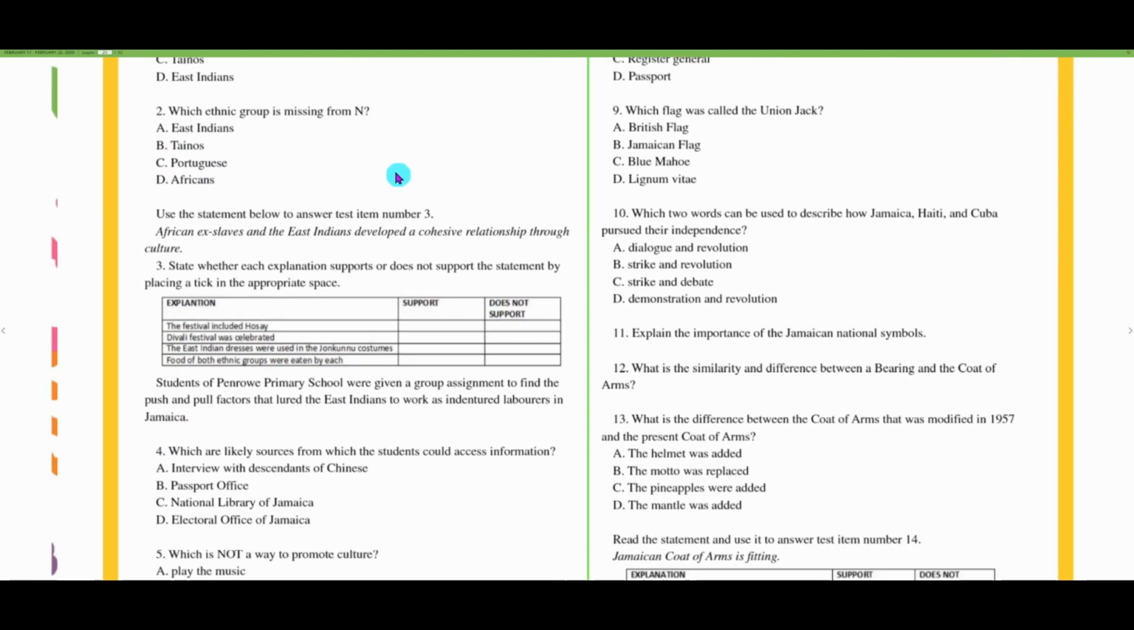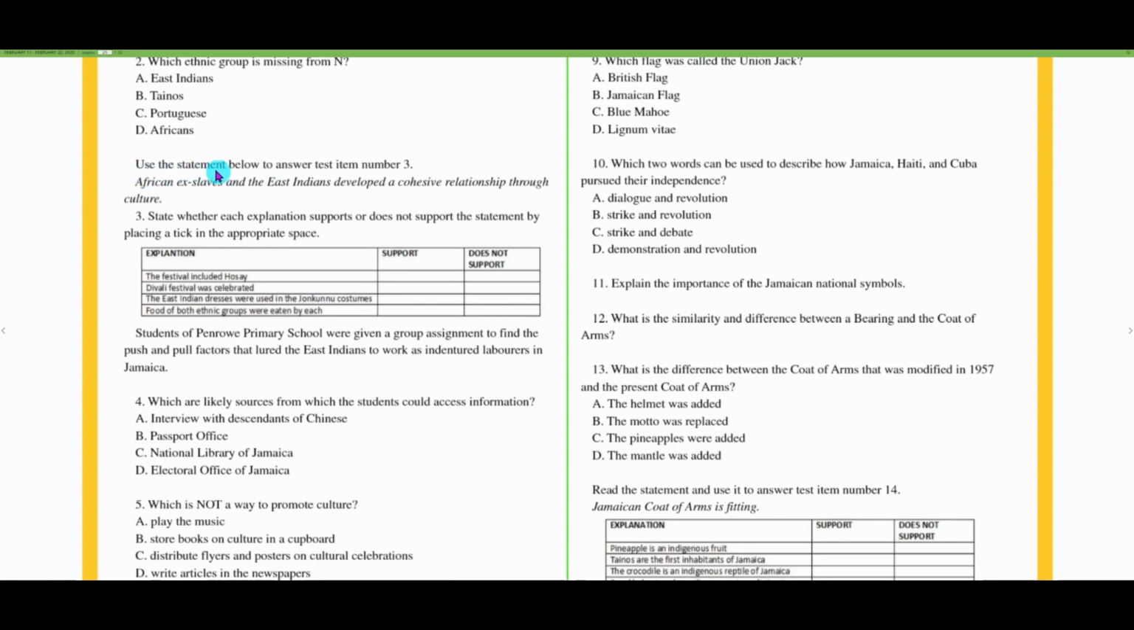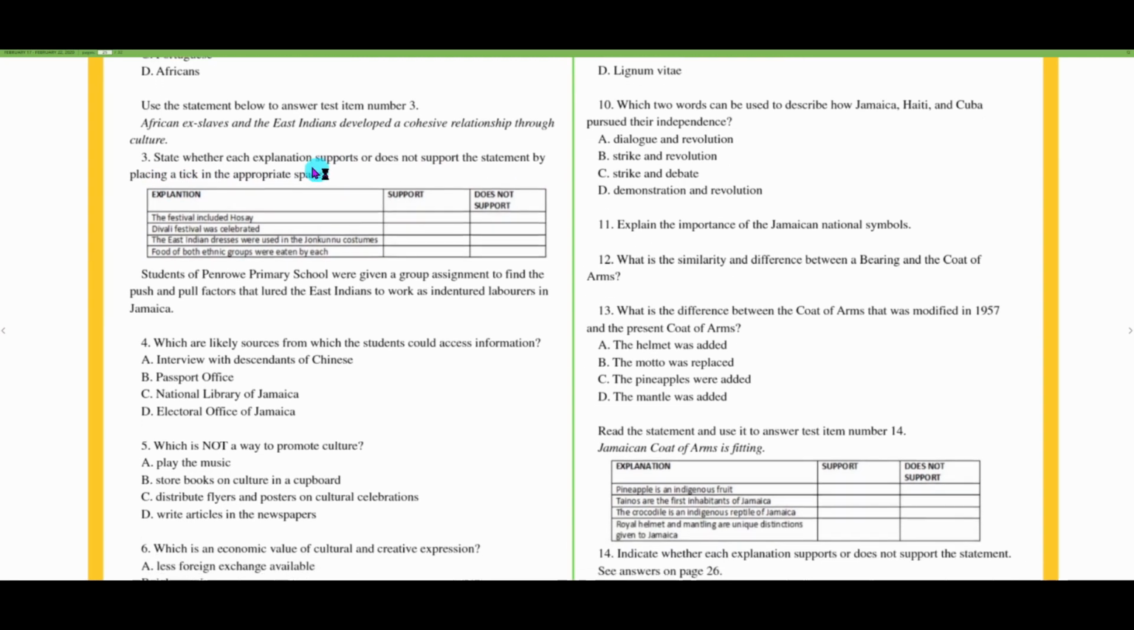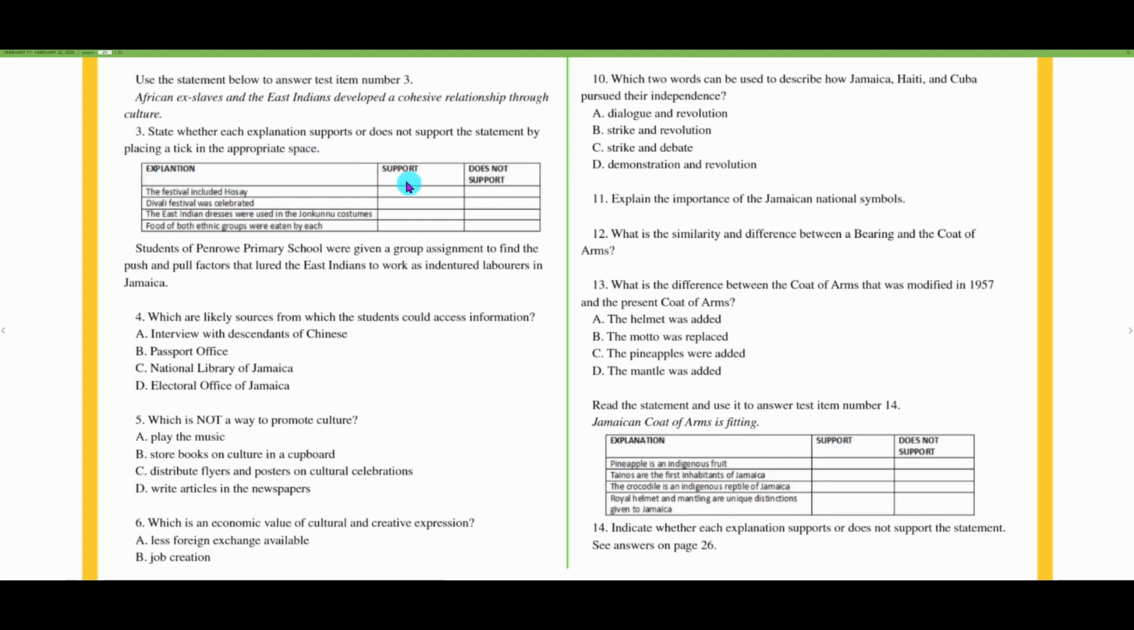All right. It says, use the statements below to answer test item 3. African ex-slaves and the East Indians developed a cohesive relationship through culture. Number 3. State whether each explanation supports or does not support the statement by putting a tick in the appropriate space. So here we go with the explanation. Support, does not support. So if they have festivals and they include each other, then that would support integration.